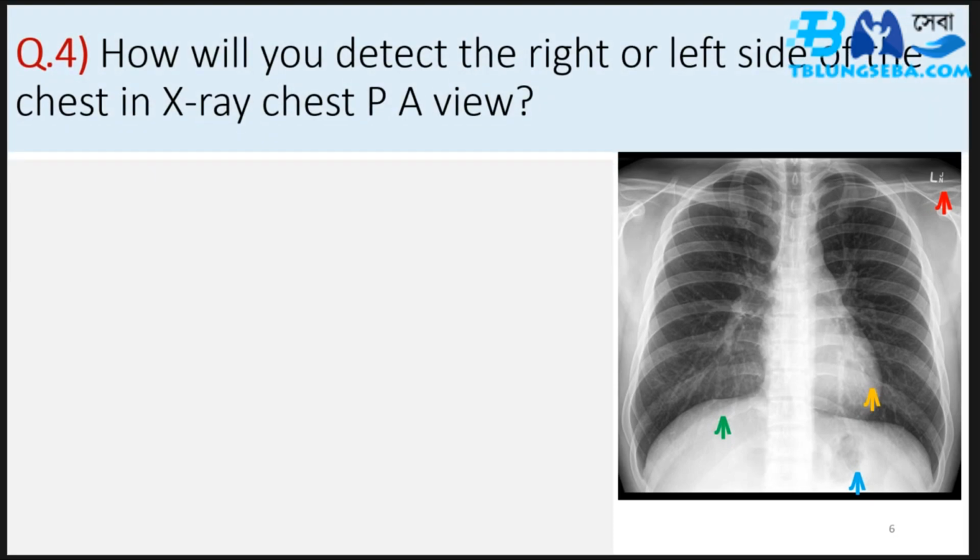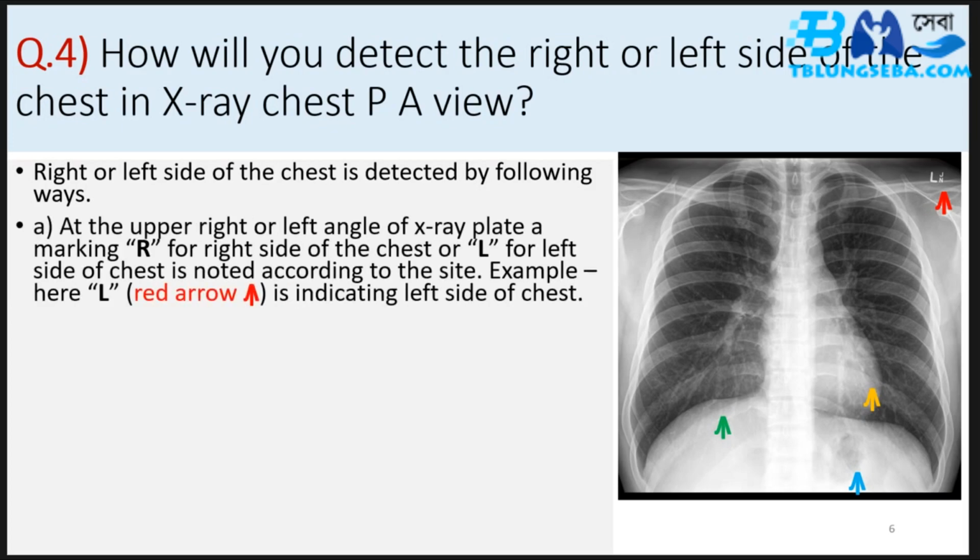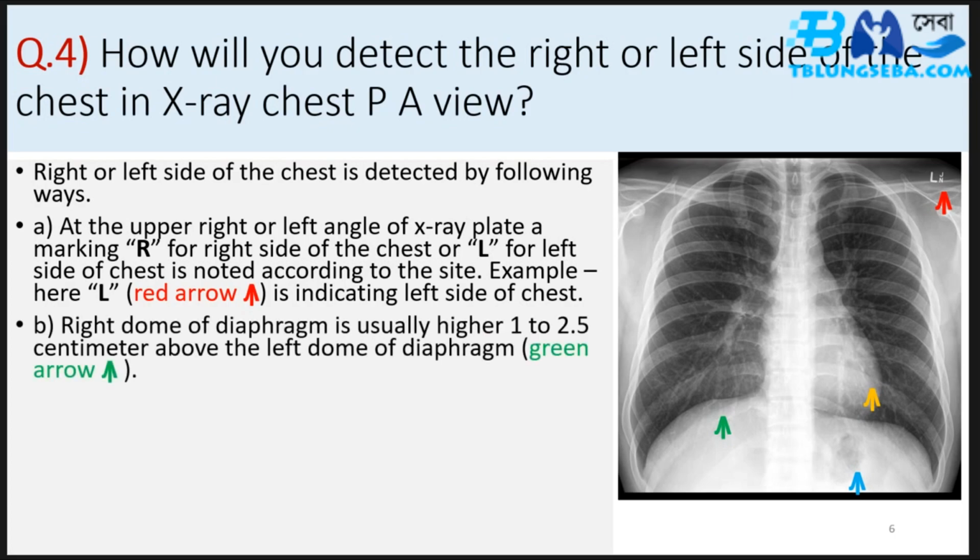Q.4 How will you detect the right or left side of the chest in X-ray chest PA view? Right or left side of the chest is detected in the following ways. A. At the upper right or left angle of the X-ray plate, a marking, alpha right side of the chest or alpha left side of the chest, is noted according to the site. Example, here L, red arrow, is indicating the left side of the chest.